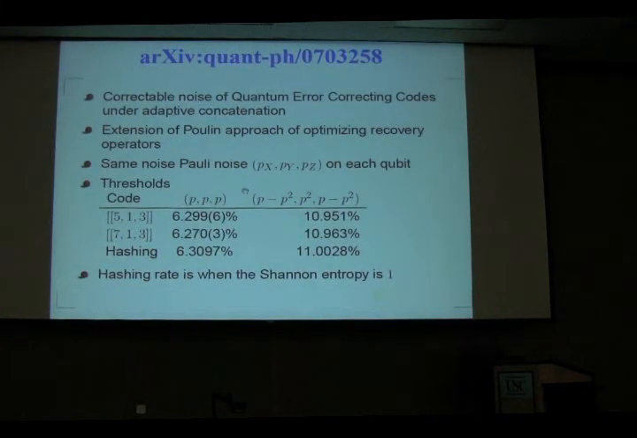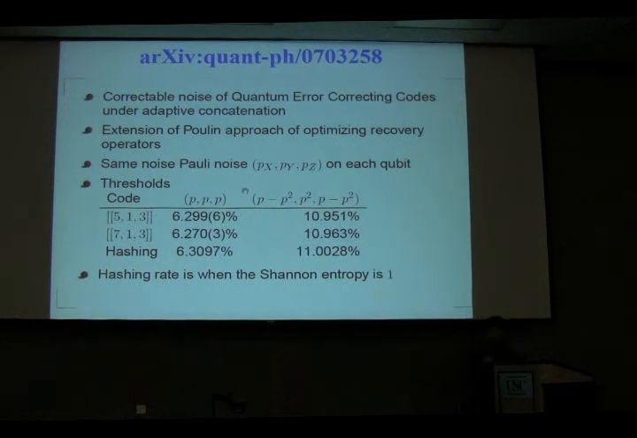So I have this paper. It should be published in Physical Review A Rapid any day now. It's here on the arXiv. It's called Correctable Noise of Quantum Error Correcting Codes Under Adaptive Concatenation. What I did was extend an approach that David Poulin used of optimizing the recovery operators. For my calculations, I assumed you had the same Pauli noise PX, PY, PZ on each qubit. And I used the techniques I just outlined, doing some calculations exactly, but for most of the calculations at the higher levels, I had to use Monte Carlo.